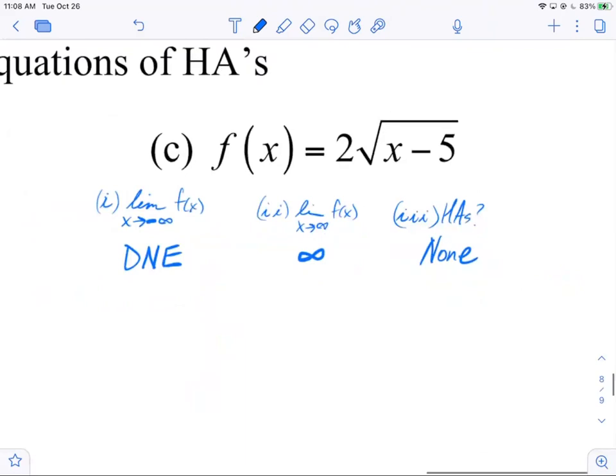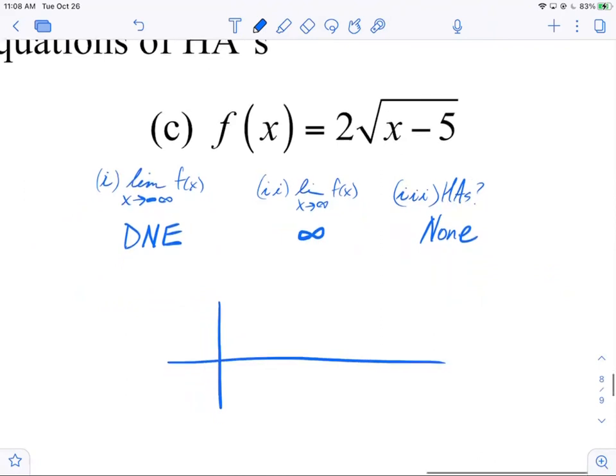This one, by the way, you should know what this graph looks like. The parent function is radical x. The 2 makes it steeper by a factor of 2 vertically. The minus 5 moves it right 5. So now it looks like this. Okay. And you can tell what's the limit as x goes to negative infinity?